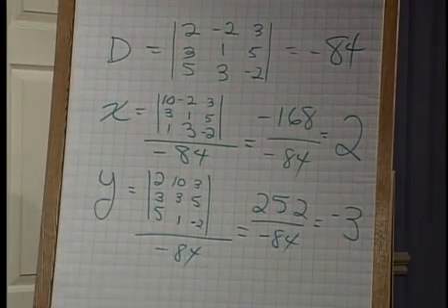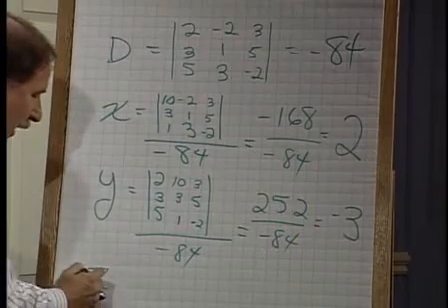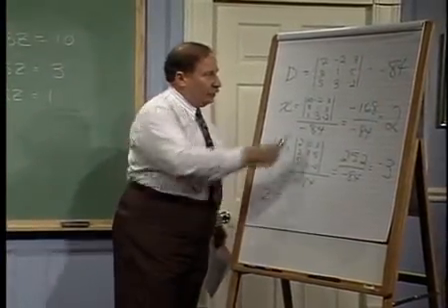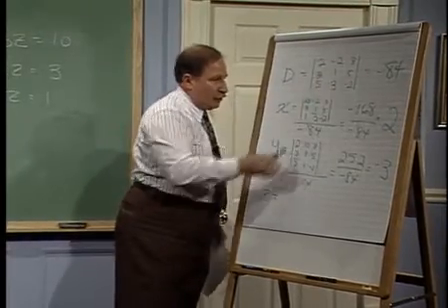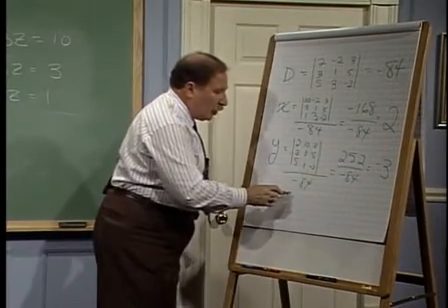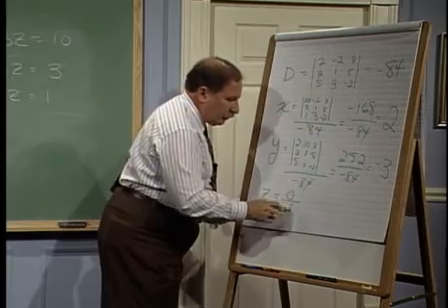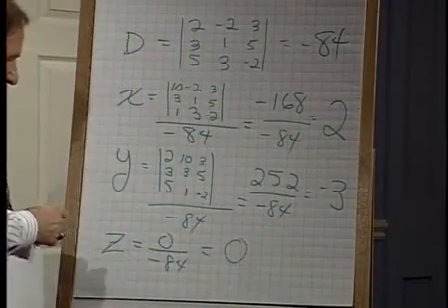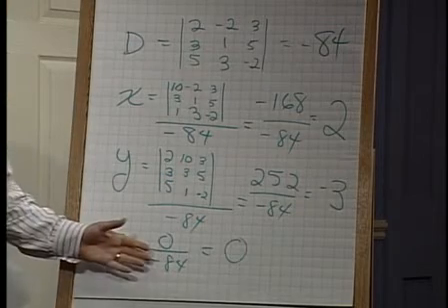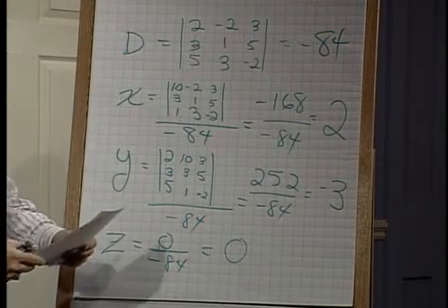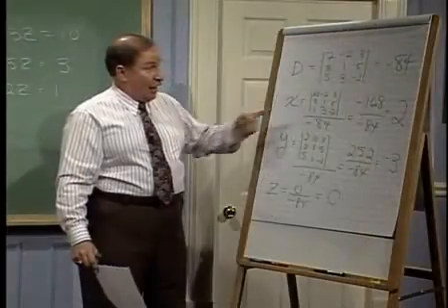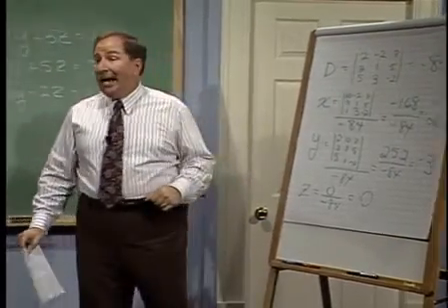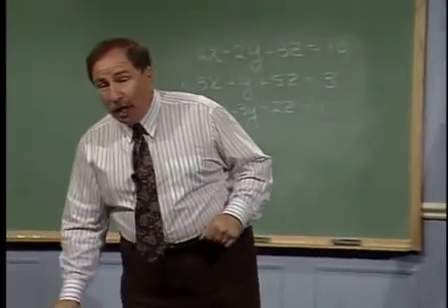And the really nice thing about z, we'll do that fairly quickly, is when you take the determinant of z, go back up here and replace the z coefficients with 10, 3, and 1, you get 0. And what's really nice about that is 0 divided by anything, including negative 84, is 0, and that's it. X is 2, y is negative 3, z is 0. It will check, and we're done.